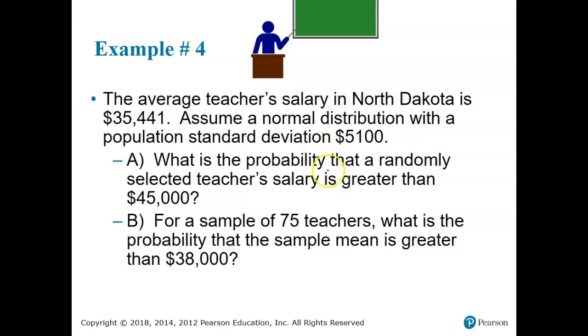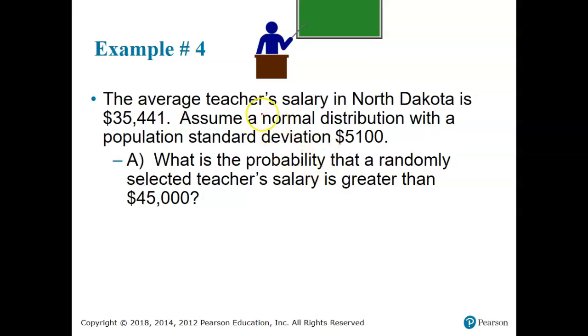Okay, here's another one for you to try. Okay, so for this first one, the average teacher salary in North Dakota is $35,441. Assume that we have a normal distribution, so therefore we can satisfy our central limit theorem, and we have a population standard deviation of $5,100. What's the probability that a randomly selected teacher salary is greater than 45,000? So it's saying A, so that's an individual.